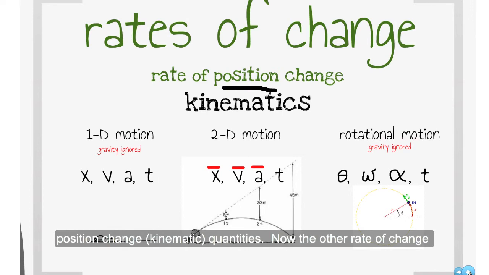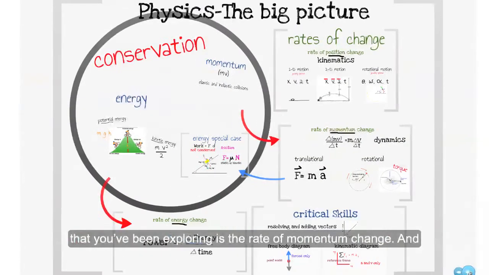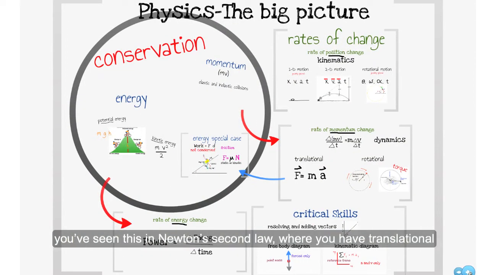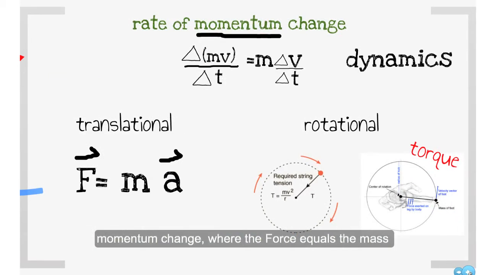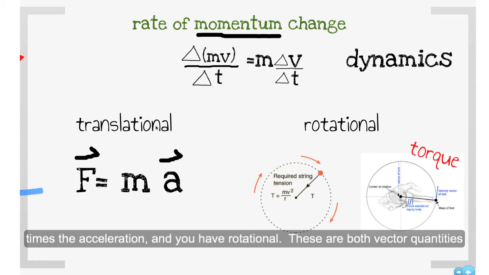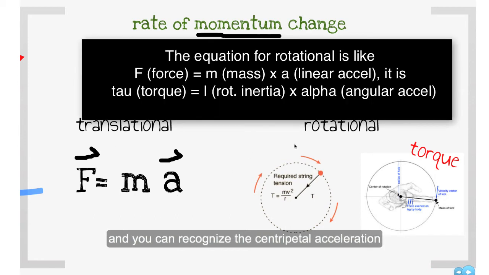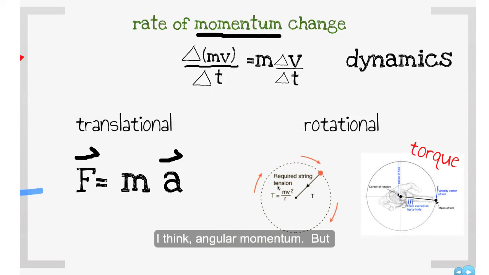Now the other rate of change that you've been exploring is the rate of momentum change, and you've seen this in Newton's second law, essentially, where you have translational momentum change, where the force equals the mass times acceleration, and then you have rotational. These are both sort of vector quantities, and as you can recognize the centripetal acceleration in this image of the constant velocity, circular velocity, and then later on you'll get into issues of torque and I think angular momentum.